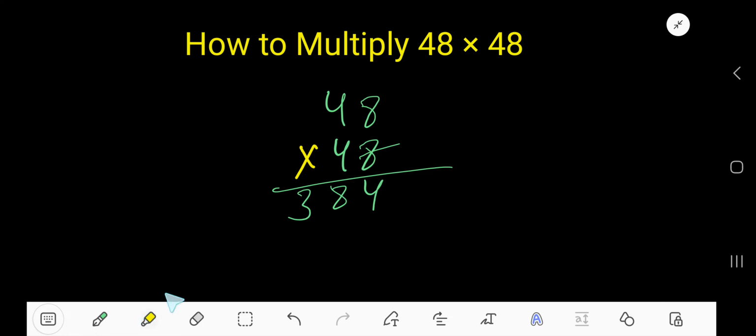Now start with 4. But 4 is in the second column. First column will have a placeholder 0. 4 times 8, 32. Write 2 and carry 3 to the next column.